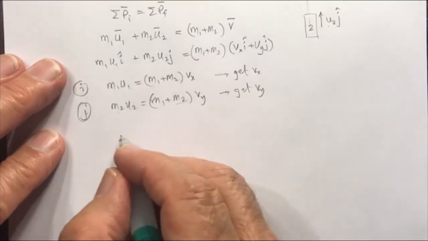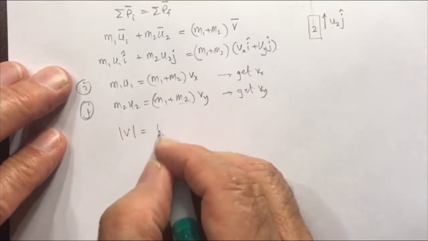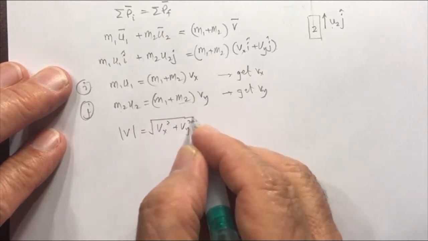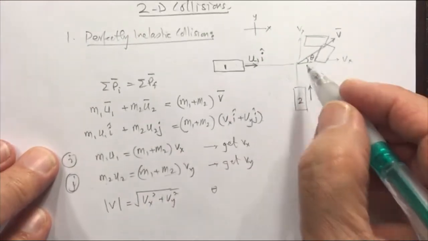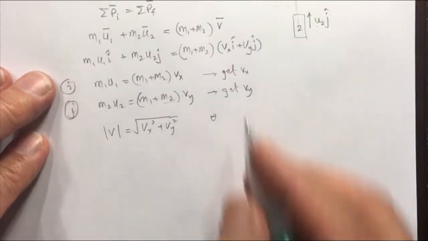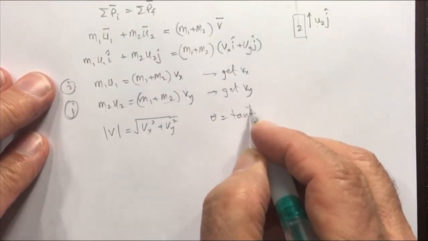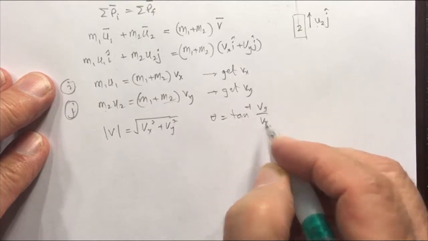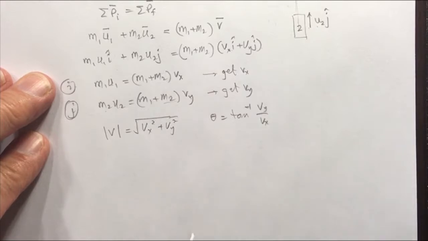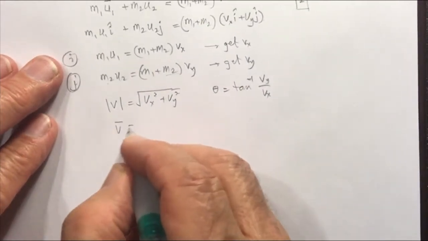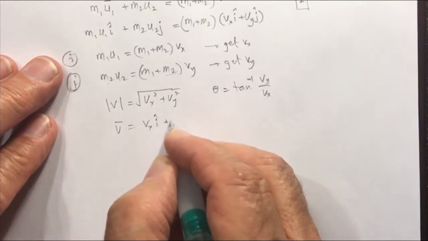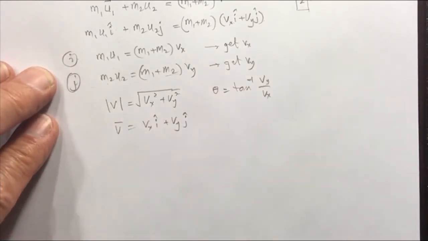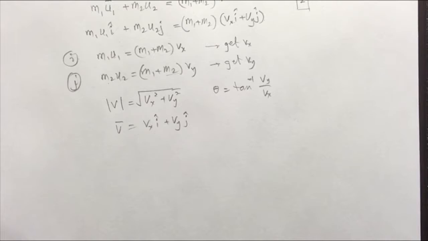And then the magnitude of the final velocity is the square root of vx squared plus vy squared, and the theta, this angle at which it goes, is tangent inverse of vy over vx, and we get the theta. Or we can simply write that v is vx i plus vy j. So that's how we can get the direction and velocity.